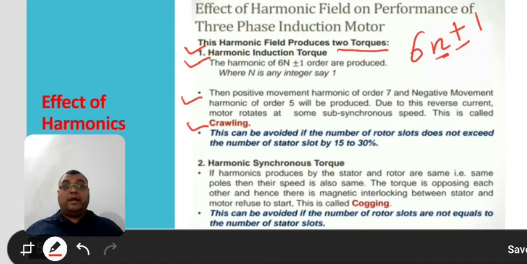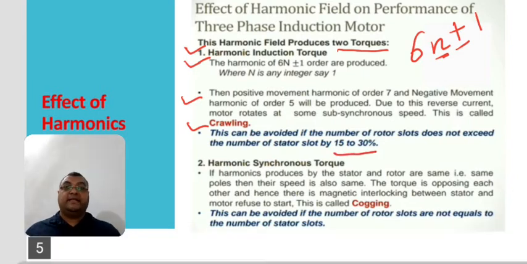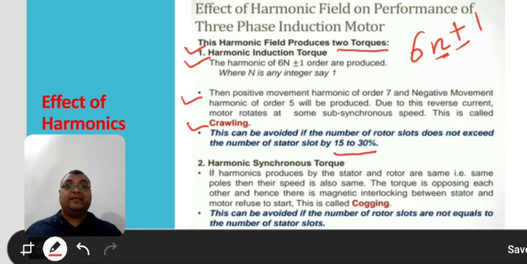Okay, so as we discussed, crawling can be avoided in the motor. This is a very important statement: this can be avoided if the number of rotor slots does not exceed the number of stator slots by 15 to 30%. So it should not exceed. I said crawling can be avoided if the number of rotor slots does not exceed the number of stator slots by 15 to 30%. That's what we need to understand out of it.